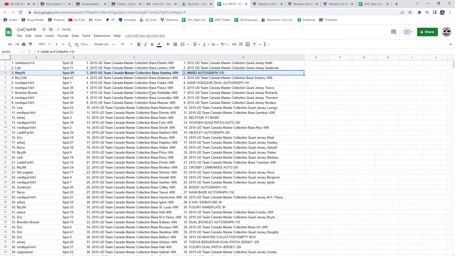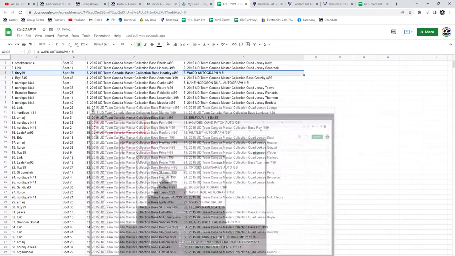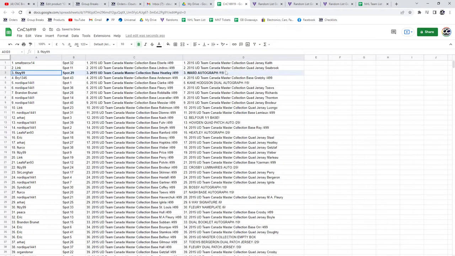The Ward autograph goes to Fitzy. Make sure I'm turned around. I am. Fitzy gets the Ward autograph. The dual autograph goes to Nordique, the Kane Hodgson. Congrats. The one of one Belfour goes to ARJ. Apologize if I said it wrong. Congrats. The Howden quad patch auto out of 25 goes to Nordique.